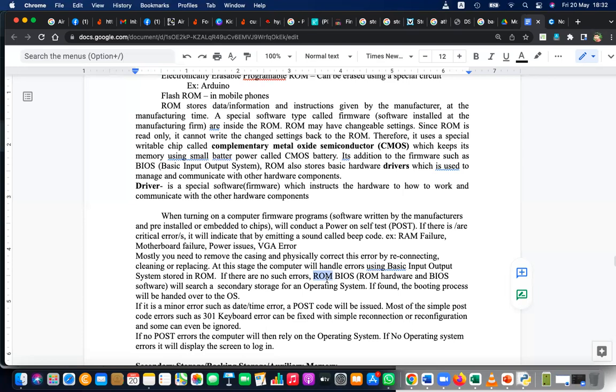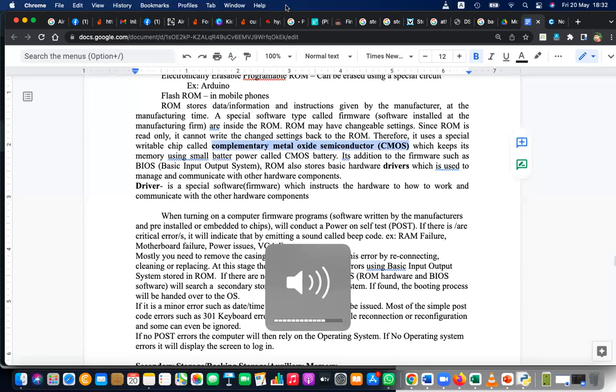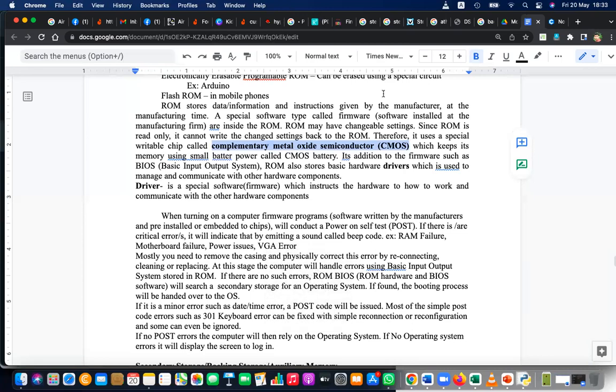Okay, there is another memory to keep the settings. That memory is called complementary metal oxide semiconductor. Why is there a need of CMOS, complementary metal oxide semiconductor? What is the issue? Why do we need that? Because to store the settings. Yes, because to store the change settings. Why? The ROM is read only.